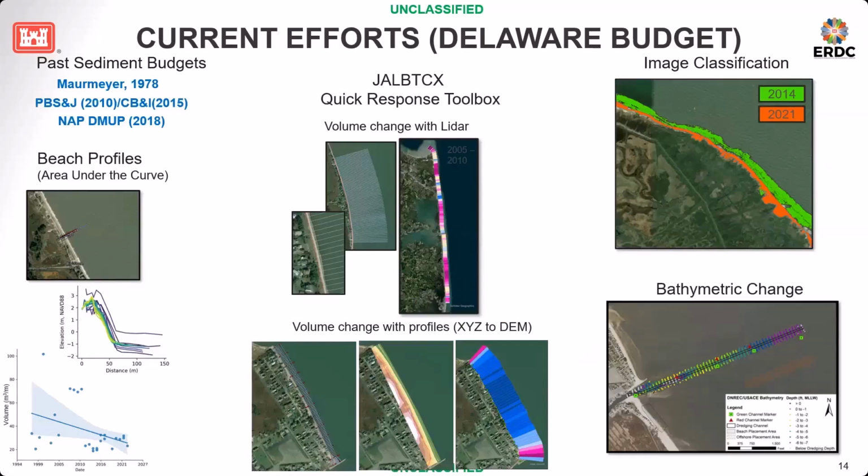We're looking at changes based on the beach profiles. We're looking at volume change using the GelTex Quick Response Toolbox. So any of the topobathymetric lidar that's been collected, we're doing that. We're looking at image classification. So Alex is leading that effort, looking at identifying shoreline from imagery, and we can see how that change has happened. Bathymetric change, same thing as the GelTex Toolbox, but some of the hydrographic surveys in the inlets get that inlet change. So that's one of the efforts that's going on.